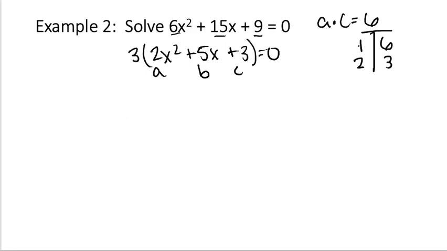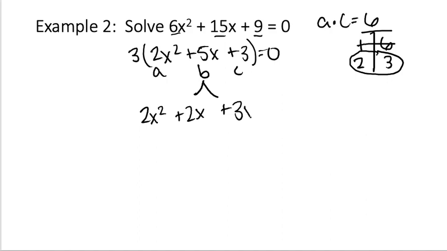So 1 plus 6 would get me 7. That doesn't work. 2 and 3 would add together to get 5, so that's going to work. So I'm going to use these two numbers to split my middle term. So we've got 2x squared plus 2x plus 3x plus 3 is equal to 0. I group my first two terms and I group my second two terms.